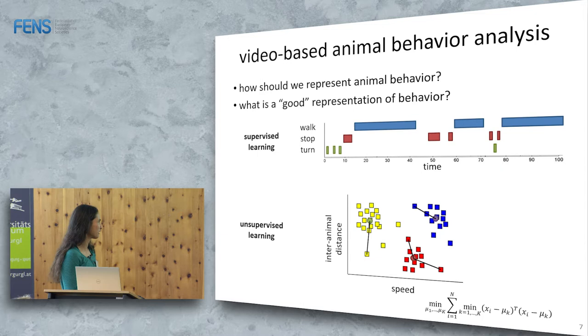You could either assume that humans have been looking at this behavior long enough, have some intuitive idea of what a good representation of behavior is, but can't write it down, and you can just use their definitions of behavior. Or you can use some mathematical definition of a good representation of behavior and cluster into those categories. Does that make sense so far? Okay.